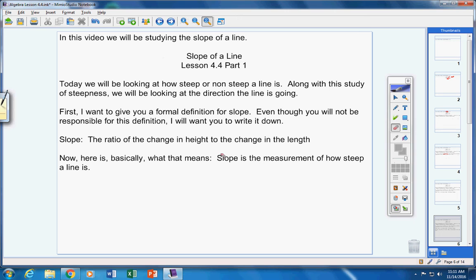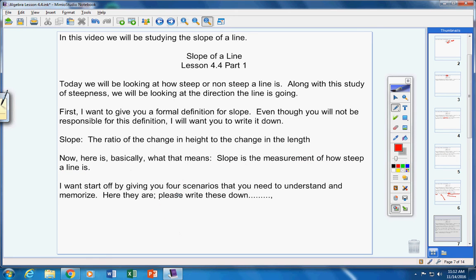Now, here's basically what that definition means. I want you to write this in your notes also, please. Again, if I go too fast, just pause the video. Slope is the measurement of how steep a line is. For example, if you're going down a hill like this on your bike, that's a pretty fun hill. That's a pretty steep hill. If you're sled riding or riding a bike, that's a pretty steep slope. This slope, not so much. So we're going to be studying today a way to measure the steepness of a line, and we call that slope. Okay? Alright, moving on.